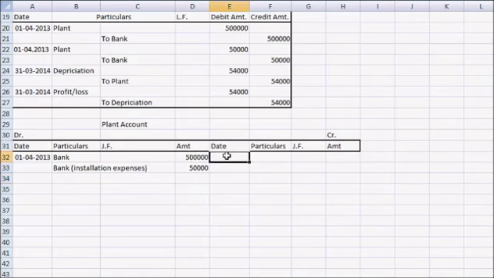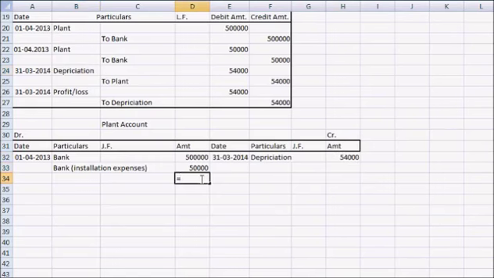So on 31st March 2014 we'll have depreciation, because plant has been credited because of depreciation, so we have written the depreciation on the credit side. We'll write the amount 54,000.